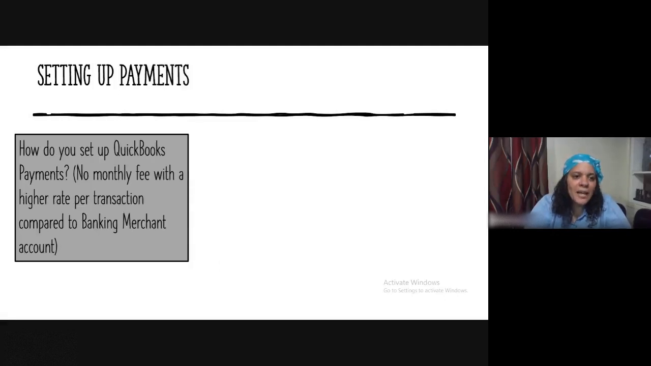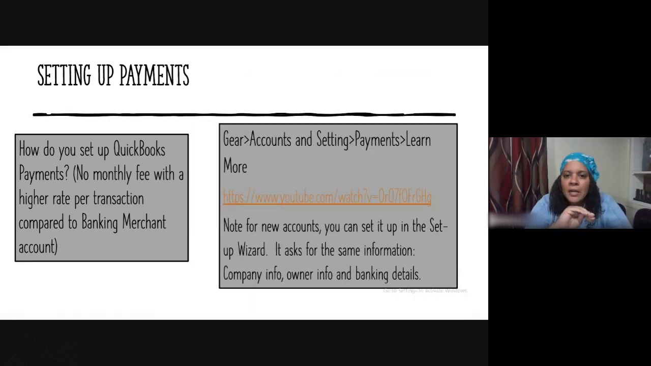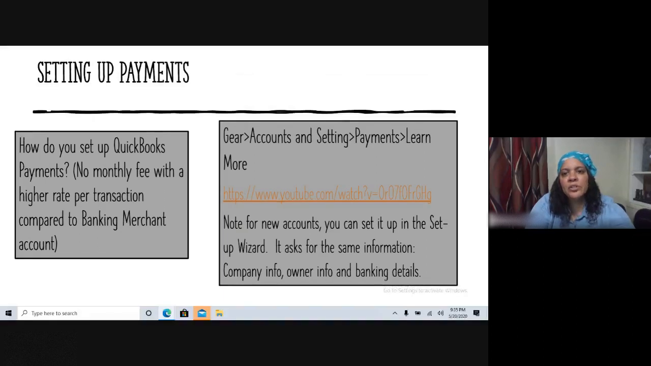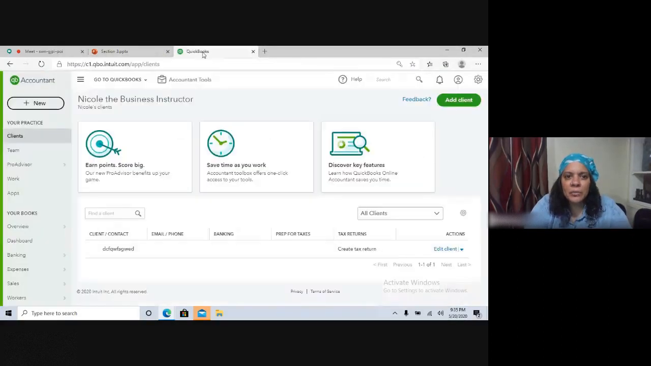Setting up payments. How do you set up QuickBooks Online payments? And now we're talking about the no monthly fee with a higher rate per transaction compared to the merchant bank's account, where that would be a higher monthly fee, but a lower per transaction rate. To do that, you would go to your gear icon, Accounts and Settings, Payments, and then you click Learn More. I have a video here, and you can always ask for my PowerPoint so you can look at the video, but I will show you how to access that through my QuickBooks Online.